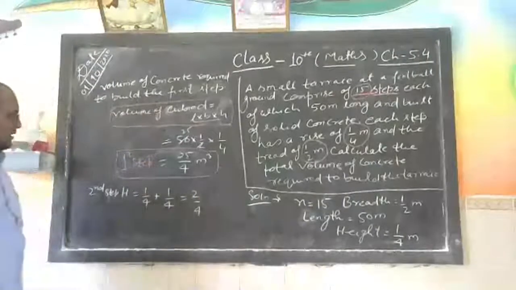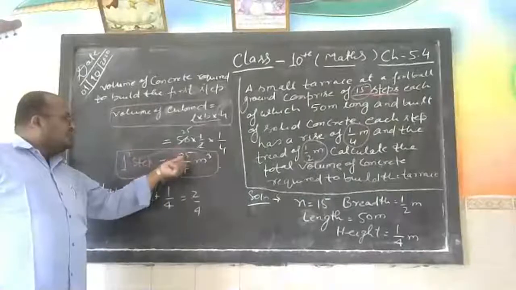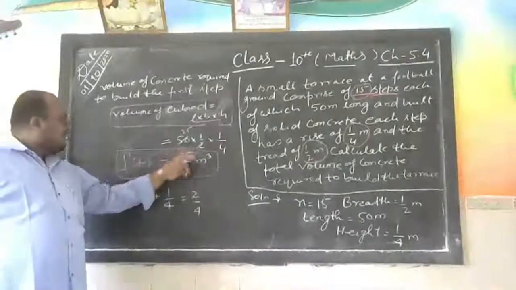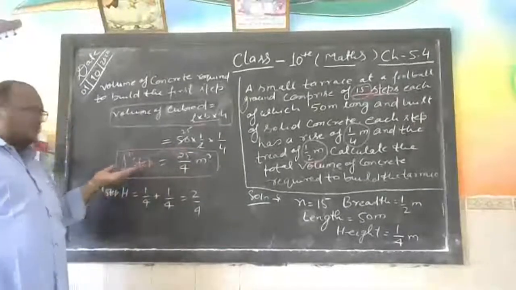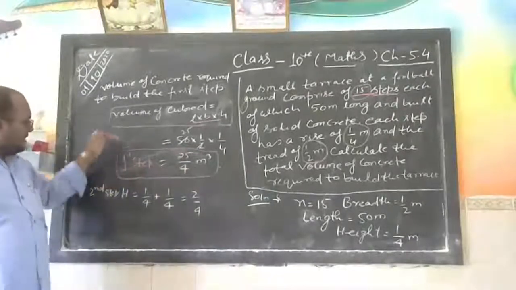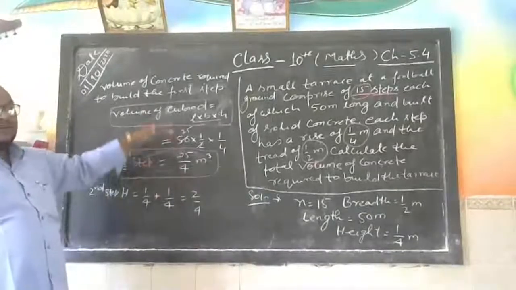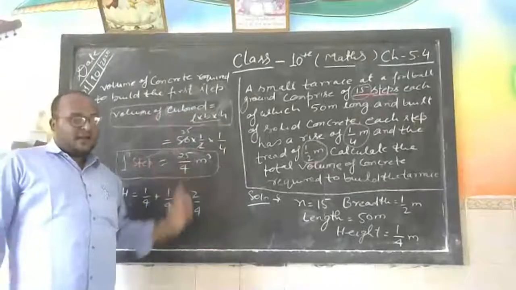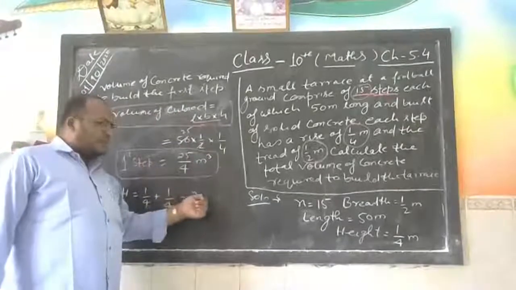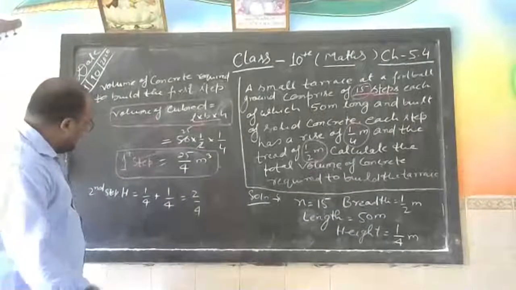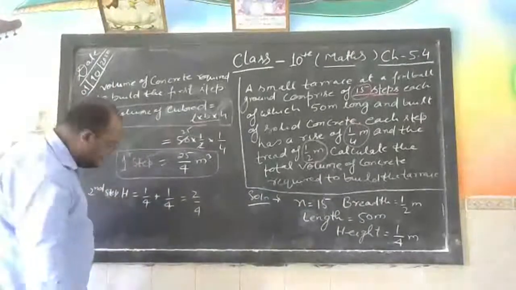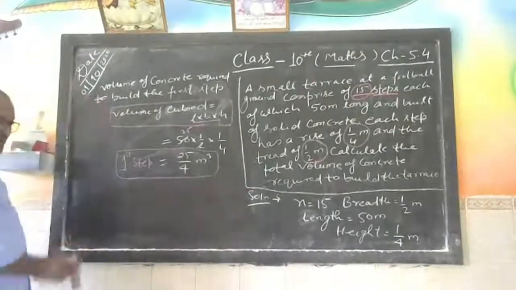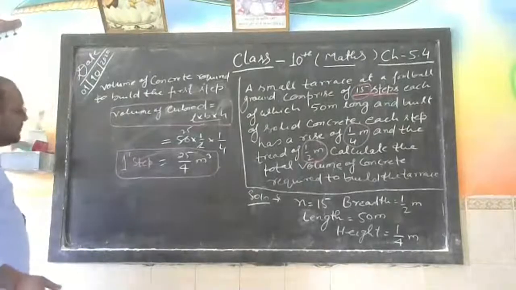If I am multiplying 2 in the first step, there is no difference in the volume of the concrete. But for the second step, the height will increase. Height is increasing, so 1/4, 1/4. So I am writing here: volume is the same, but the only difference is in the height.